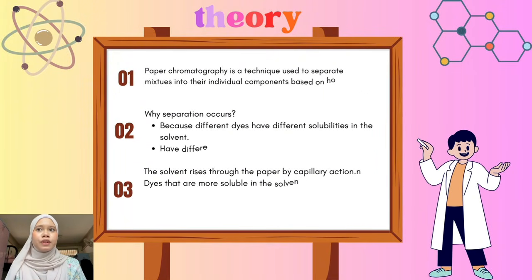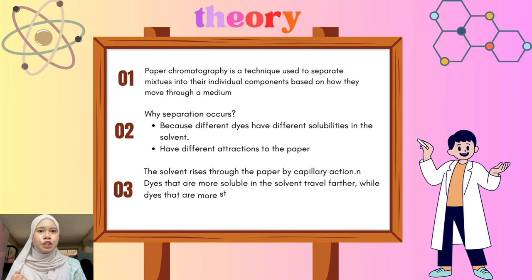Paper chromatography is a separation technique used to separate a mixture into its individual components based on how they move through a medium. In this experiment, the medium is the chromatography paper, which acts as the stationary phase, while the solvent acts as the mobile phase. The separation occurs because different dyes have different physical properties. First, they have different solubilities in the solvent. Some dyes dissolve more easily in the solvent, while others dissolve less. Second, the dyes have different attractions to the paper. Some dyes are strongly attracted to the paper, whereas others are more strongly attracted to the solvent.